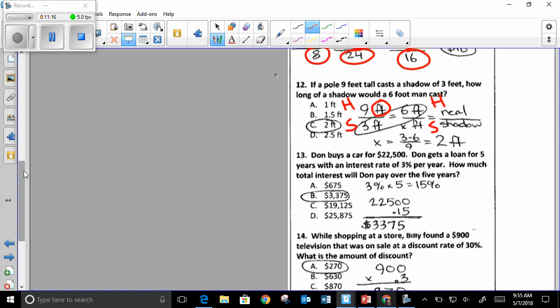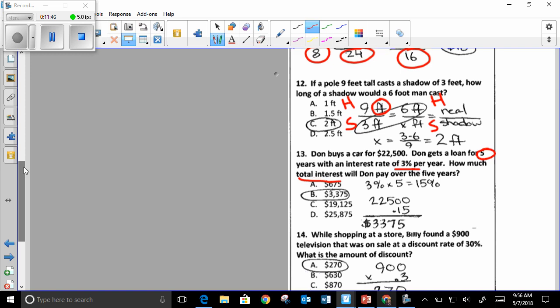John buys a car for $22,500. He gets a loan for 5 years with an interest rate of 3%. You have to know how to change the percent to a decimal. How much total interest will John pay over the 5 years? 3% times 5 is 15%. 22,500 times 15% is 3,375. A couple of different ways you can do that problem as well.